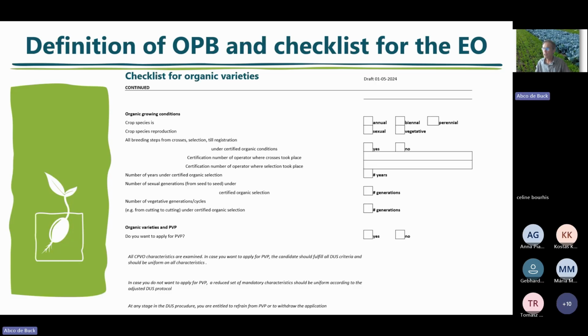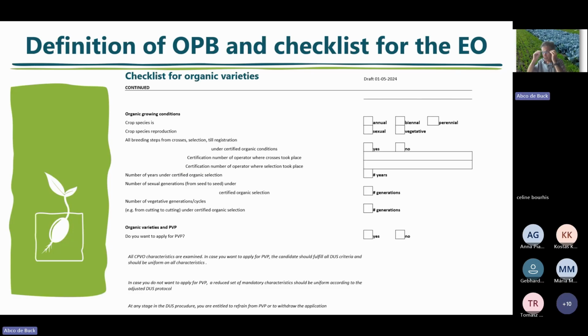This is the continuation of the checklist, which needs a little more explanation. For different crossing types, self-crossings, out-crossing varieties, and vegetatively propagated crops, there are different criteria. But this is the list you have to fill in as a breeder. All breeding steps should be made under certified organic conditions.